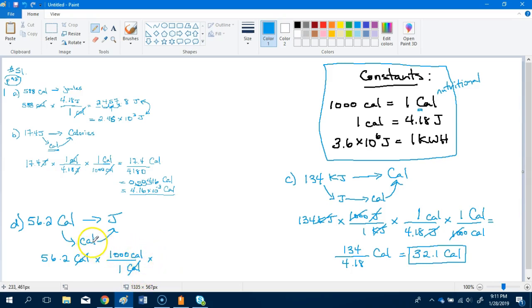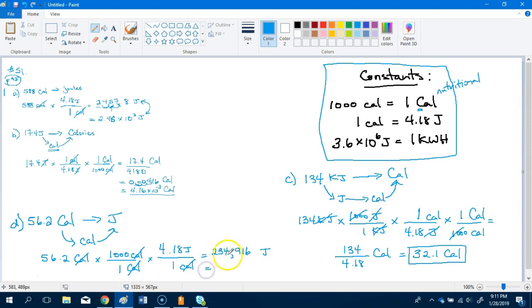Next, I'm going to do my conversion from calories to joules. I'm going to put my calories on the bottom so that they cancel out, and I know 1 calorie is equal to 4.18 joules. And now you can see joules are the only thing that I haven't canceled out, so that's going to stay in my answer. And then I just work straight across. 56.2 times 1,000 times 4.18 gives me 234,916 joules.